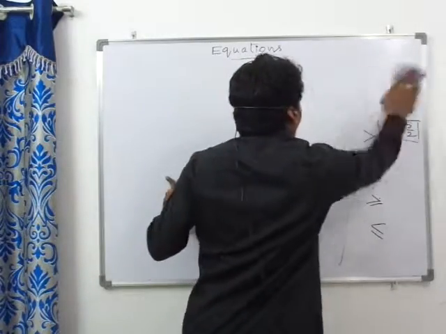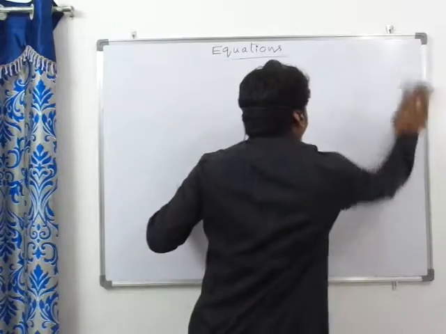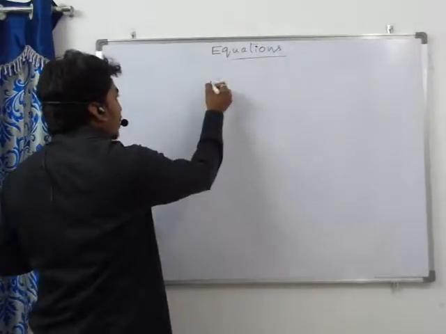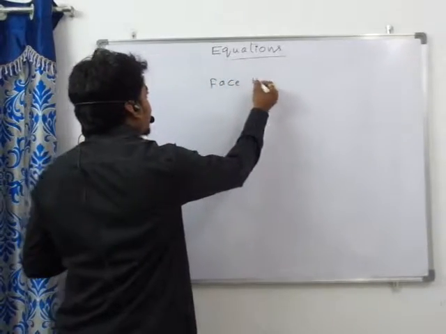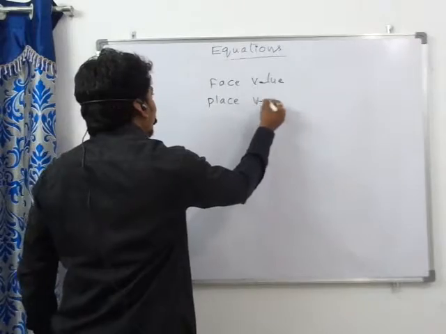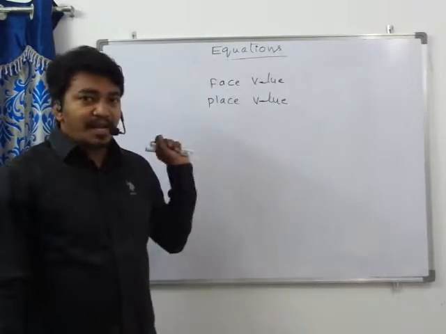Let us have a few more discussions about the numbers concept. There are two important terms: one is face value, the other one is place value. What is face value and what is place value?